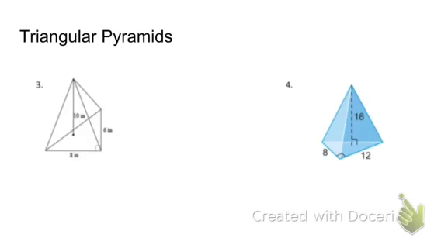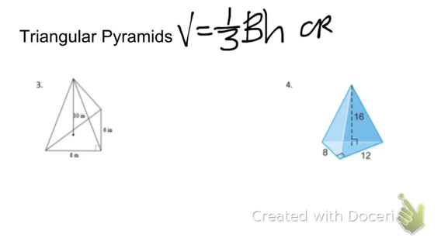Alright, then we have our triangular pyramids. In our triangular pyramids, again, we're using the same volume formula, V equals 1/3 area of the base times the height of the pyramid, or you could do area of the base times the height of the pyramid divided by 3. In a triangular pyramid, our base is a triangle. So since our base is a triangle, I'm going to replace that big B with my area formula for a triangle.